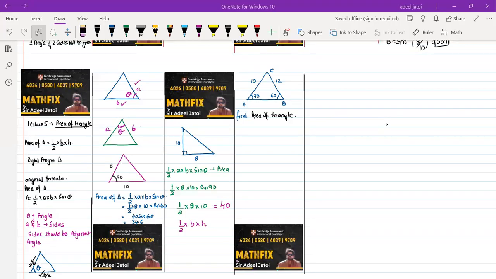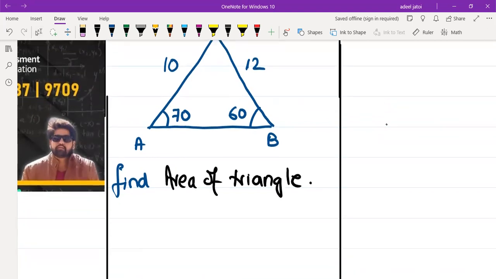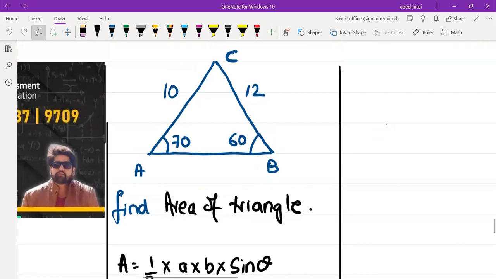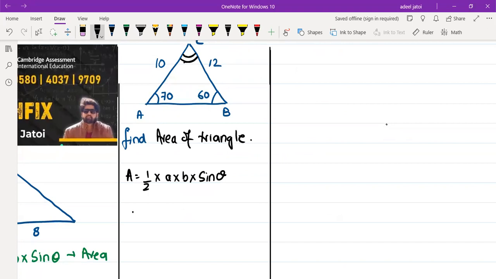Okay. Find the area of the triangle. It says that we have A, B, and C. To find the area of the triangle, we have been given the formula half into A into B into sine theta. You have been given two sides that are 10 and 12, and the other two angles are given. So can we just say half into 10 into 12, but theta is missing.